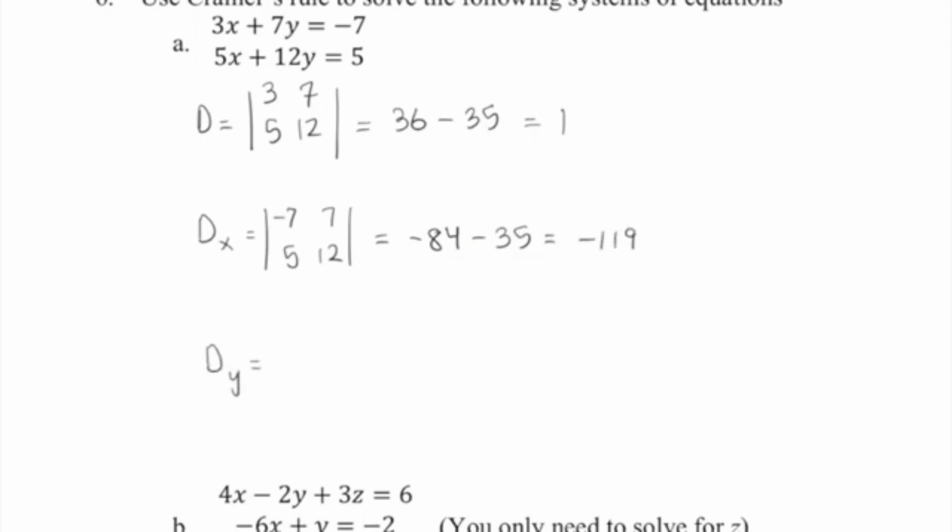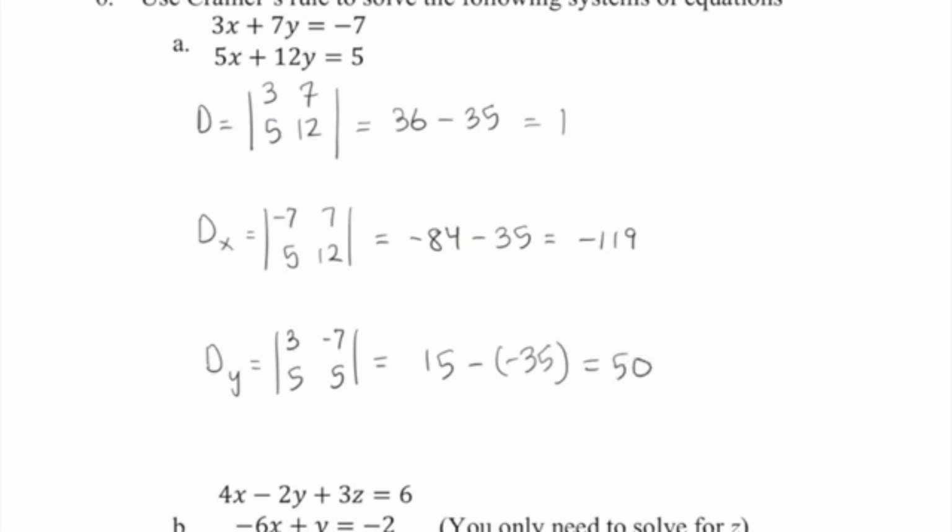And finally, this last determinant, if you follow the subscript, y means that these coefficients in the y column are going to be replaced with negative 7 and 5. The x column is going to be the same as it was originally. So this determinant is going to be 3 times 5, which is 15, minus negative 7 times 5, which is negative 35.